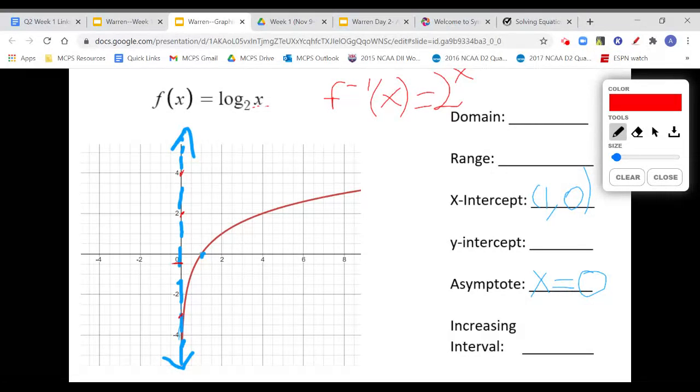While the asymptote might change, it might be translated to the left or translated to the right, it is always going to be a vertical asymptote, so our equation will always be of the form x is equal to some number.